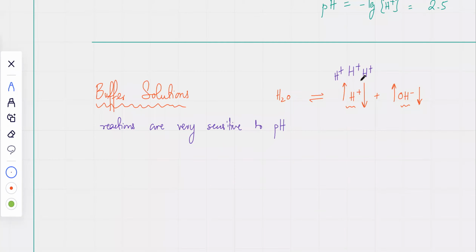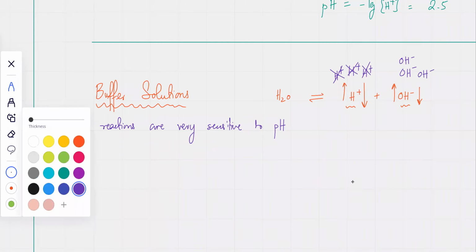If you add a base, what happens? The base produces OH ions, right? So the OH ions increase, but at the same time they neutralize the H plus 1 as well. So the quantity of H plus 1 goes down. Clear? Yes, yes. So coming back to this, reactions are very sensitive to pH.